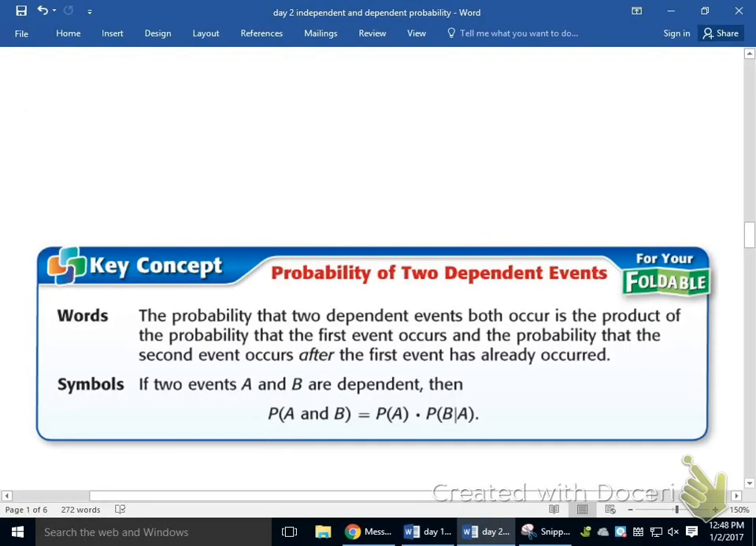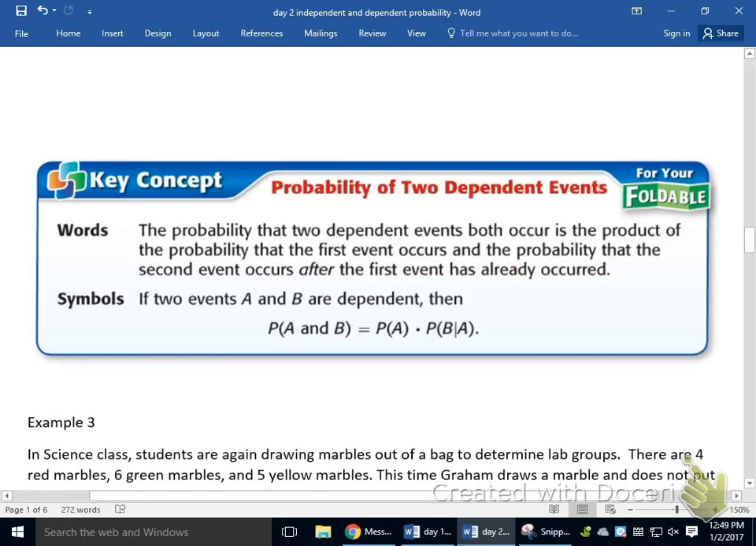Okay, now we're going to look at a probability of 2 dependent events. What's going to happen here is you're going to see this formula from yesterday. This was the conditional probability. We're going to have 2 dependent events. There are going to be 2 simple events here that we're going to have to calculate the probabilities for. We will still multiply them. Let's go ahead and take a look at an example here.